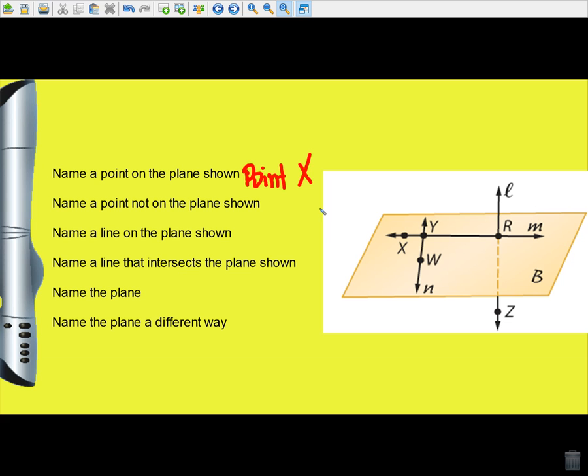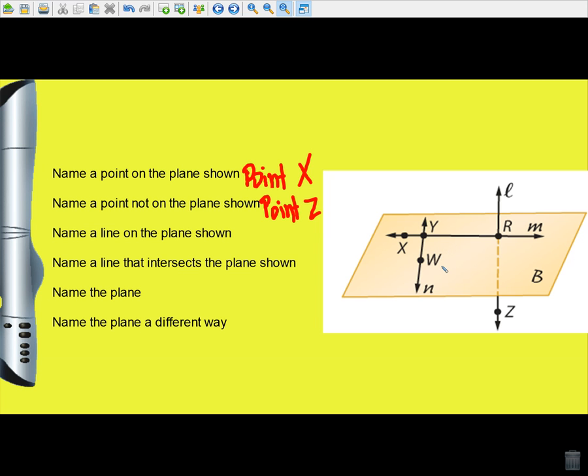All right, now that kind of answers our question already. Name a point that is not on the plane. That would be the only one that doesn't work for number 1, which would be point Z. So make sure when we are writing these, we're writing these in the correct form, the way that we learned them in this slideshow. Next one, name a line that's on the plane shown.